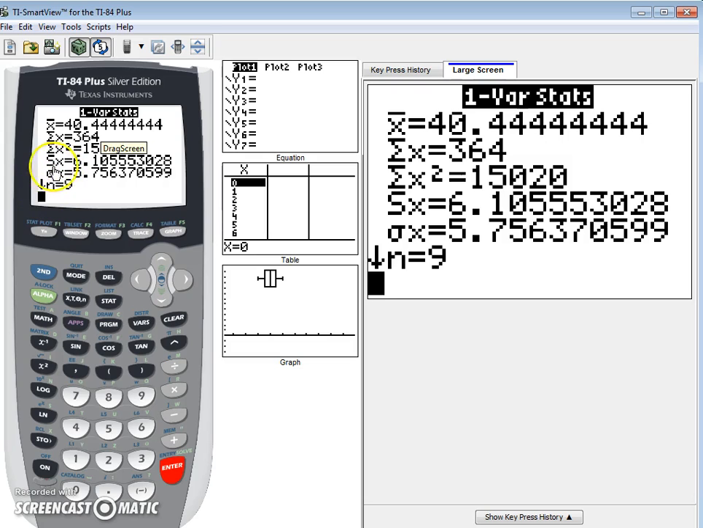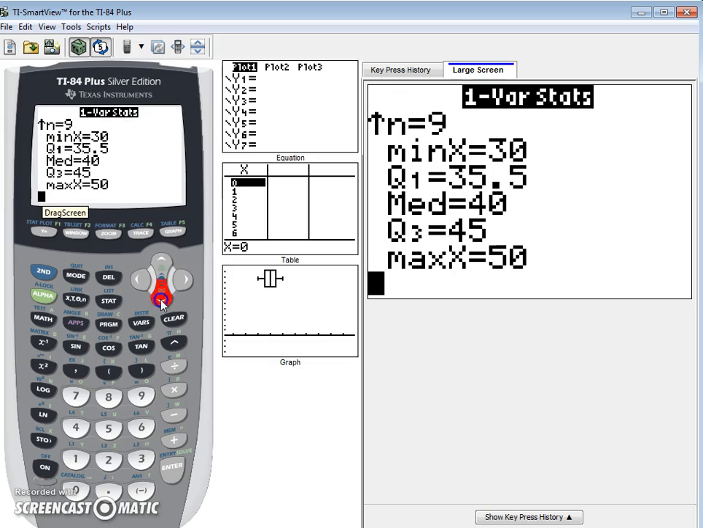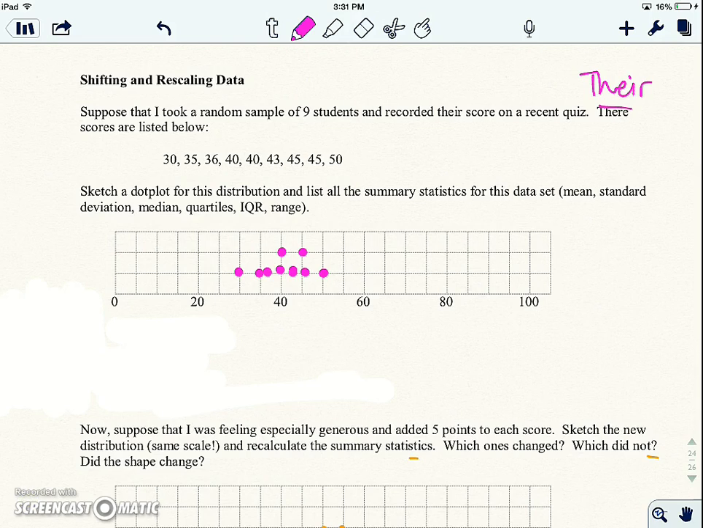Approximately a standard deviation, we're going to use a sample because this is not my whole class, of 6.1. There are 9 students. And then if you push down, you can see the min, Q1, median, Q3, and the max. Write that down on your paper. You may need to pause it, and I will flip over to the other page.